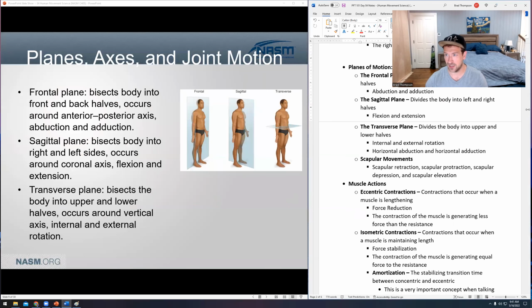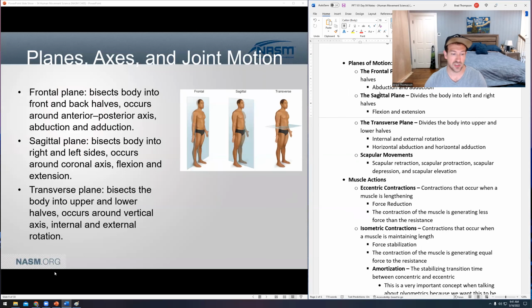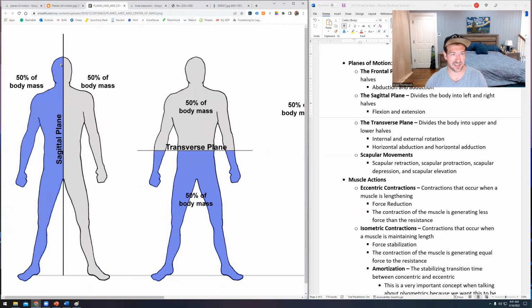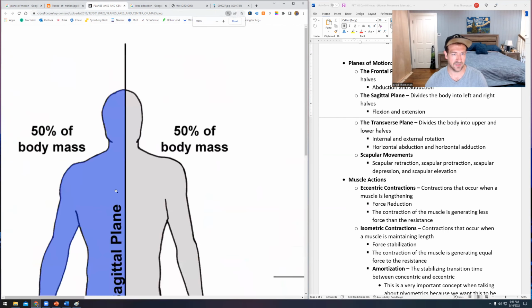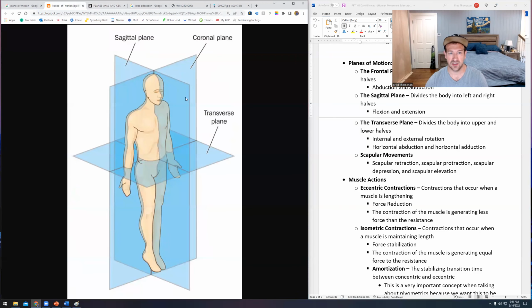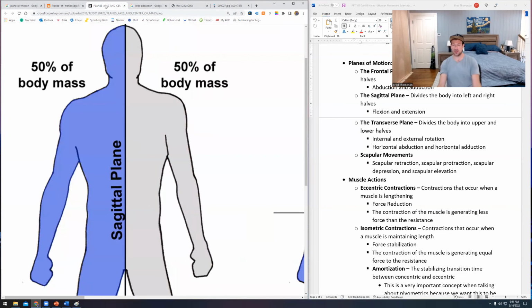And then we got the sagittal plane, which is dividing us into left and right halves. So the sagittal plane cuts us like this here on the far left, so 50% of the body mass is on the left side, 50% of it is on the right side. So if I were moving with that plane, I'd be moving front to back. So sagittal movements are ones that go like this. My head going this way or going this way. Crunching forward or backwards. Bicep curls, tricep extensions. That is very sagittal, okay?